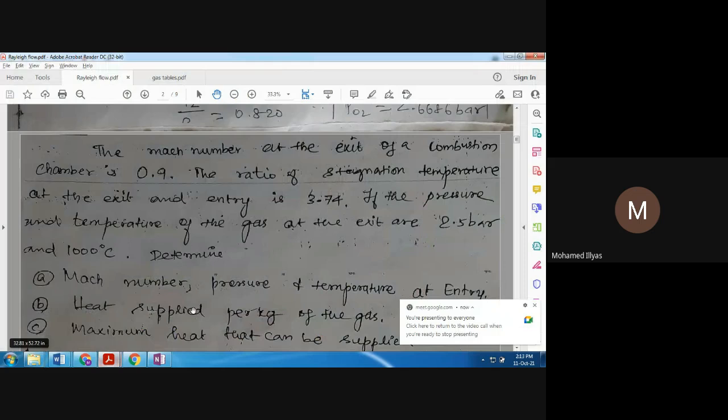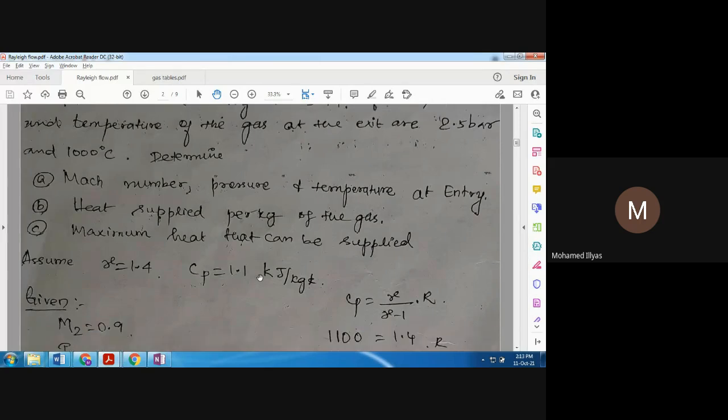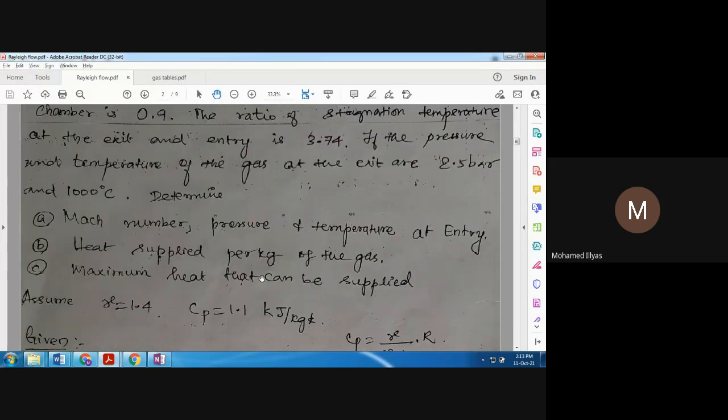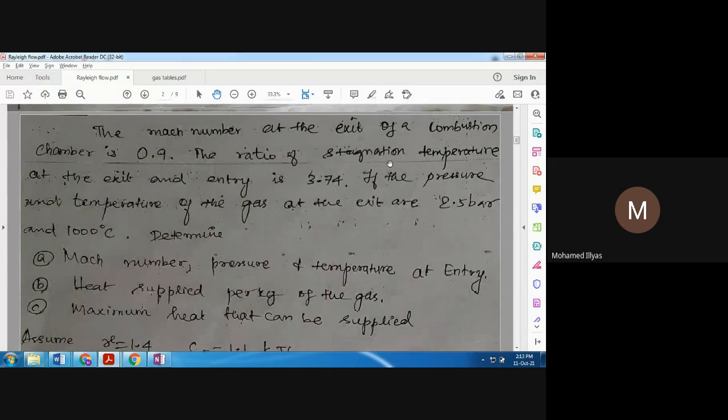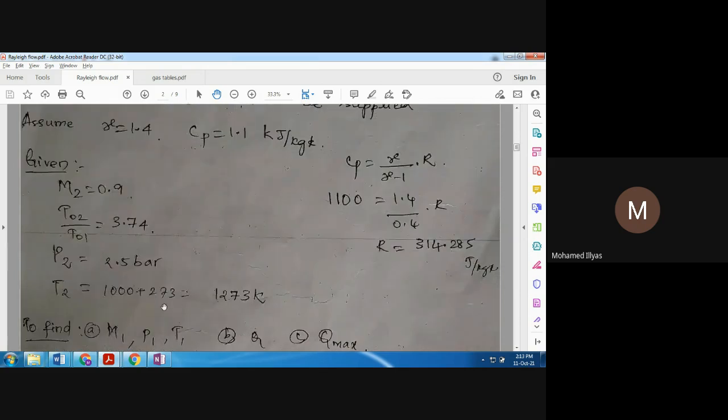Yes. Now let us proceed with this problem. We'll take gamma as 1.4 and Cp as 1.1 kilojoules per kg Kelvin. This is given in the problem. So M2 is given and T02 by T01 ratio is 3.74, and the exit pressure and temperature are given as 2.5 bar and 1000 degrees Celsius. So we'll convert to Kelvin.